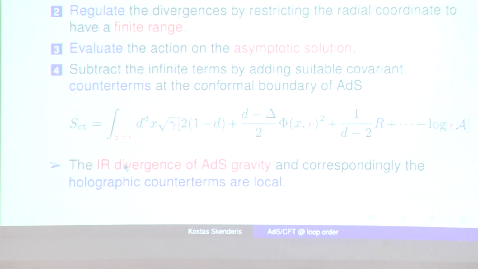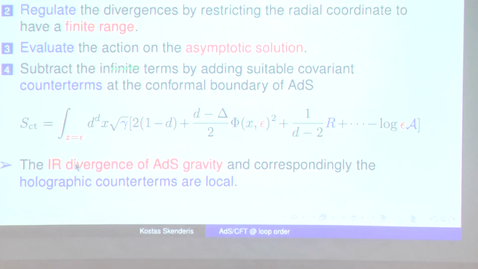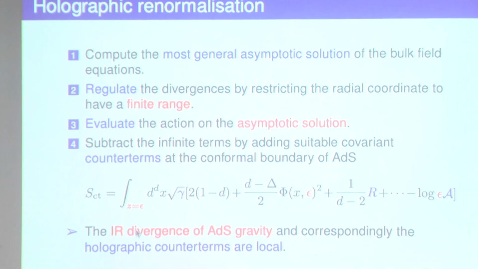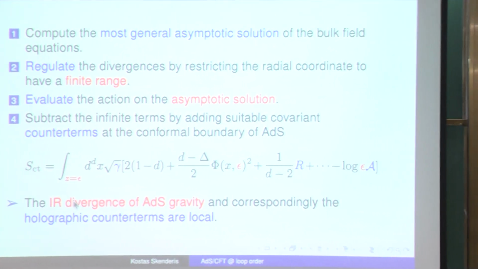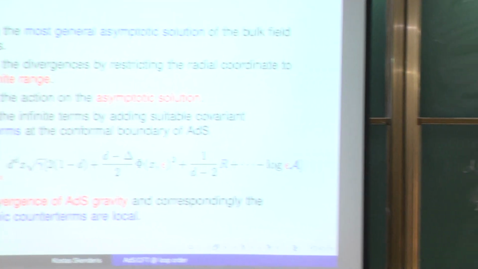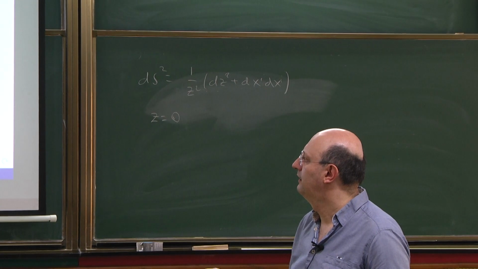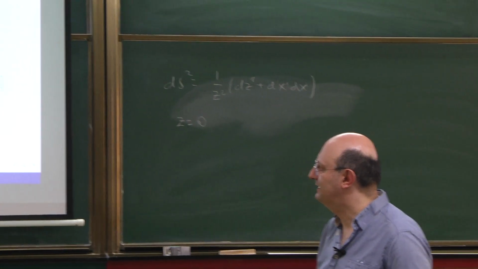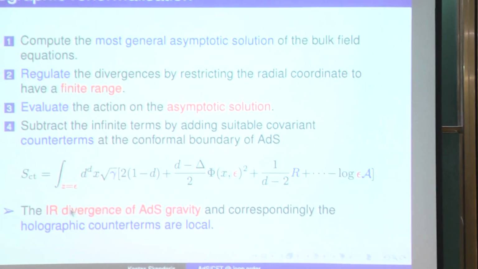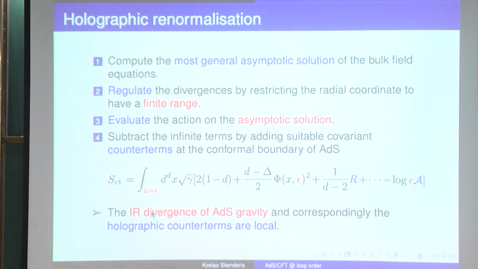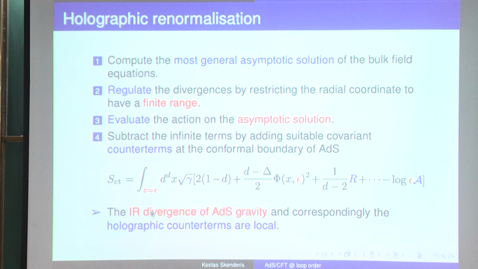So now we regulated the IR infinities, then we evaluate the action. Once you evaluate the action, you have it as a series in the regulated epsilon, and then the next step is to find a set of covariant counterterms that remove this infinity. That can be done also in a complete systematic way. There's no guesswork required here.